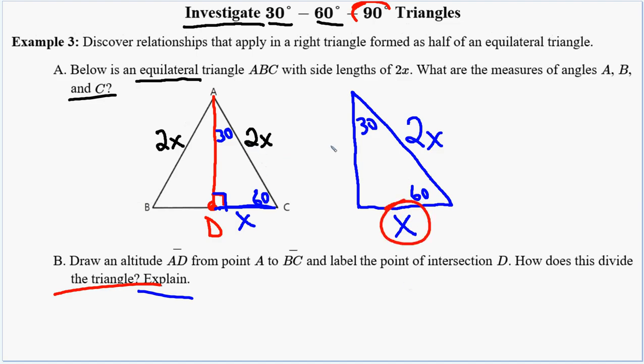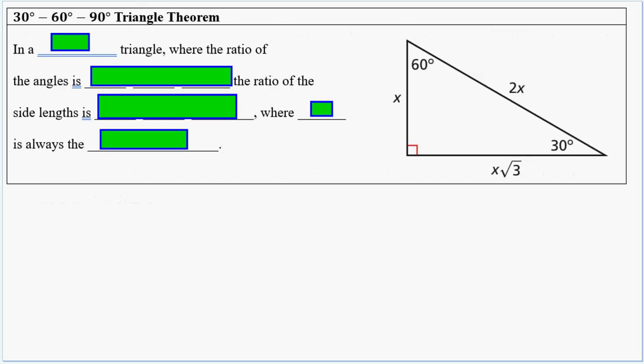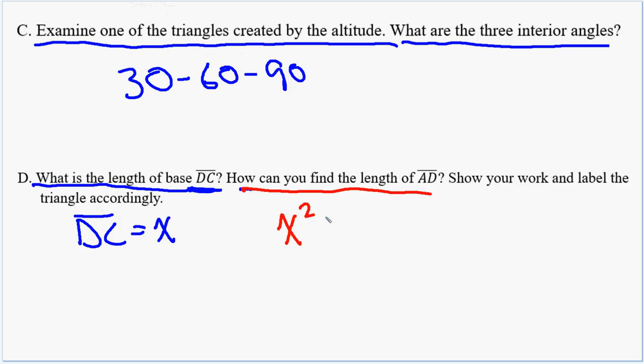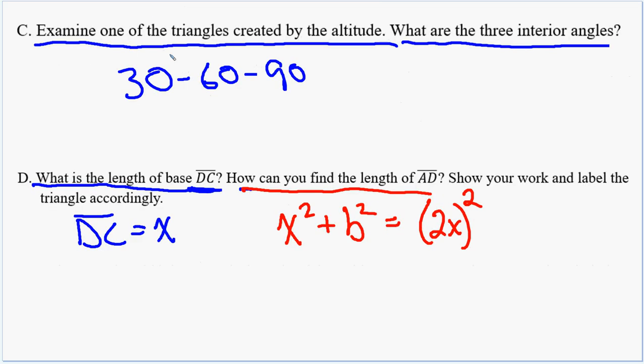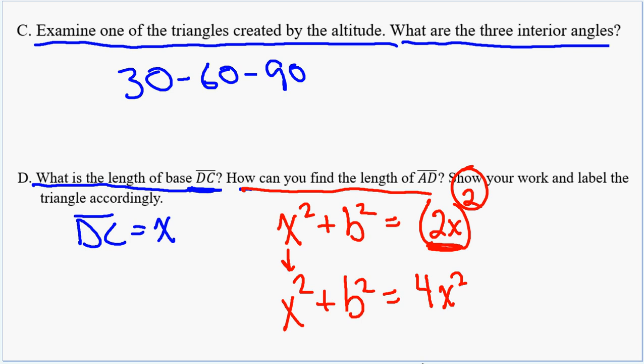Well, it's back to Pythagorean theorem. This leg squared, and I'm just going to call this one b, plus this leg squared equals hypotenuse squared. So we're going to go x squared plus b squared equals c squared, which was (2x) squared. Now notice I did put that in parentheses. The length of our hypotenuse is 2x. We got to square the whole thing. So x squared just stays x squared. b squared is our unknown. (2x) squared would be 4x squared.